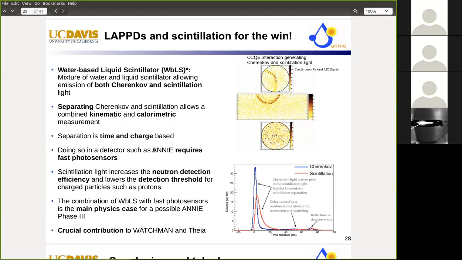The scintillating light also increases your neutron detection efficiency since it lowers the threshold of detecting charged particles. And speaking of charged particles, you would also be able to detect protons with such a low detection threshold that is brought up by the scintillating light. So this combination of water-based liquid scintillator with fast photosensors is the main physics case for a possible ANNIE phase 3. And of course, as you can imagine, this would have crucial advantages for experiments like Watchman and TIA in the near future.